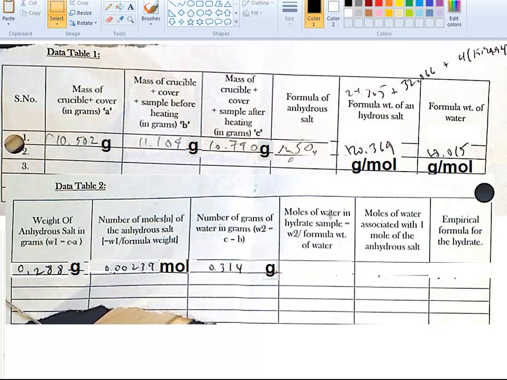Moles of water in hydrate sample, that's weight 2 divided by formula weight of water. Formula weight of water is over here, remember, the 18 grams per mole. So weight 2, this is weight 2 over here, 0.314, so it's 0.314 divided by 18.015. So for that I get 0.0174, and that's moles. Make sure I label that as moles.